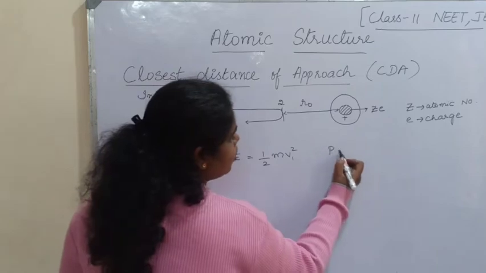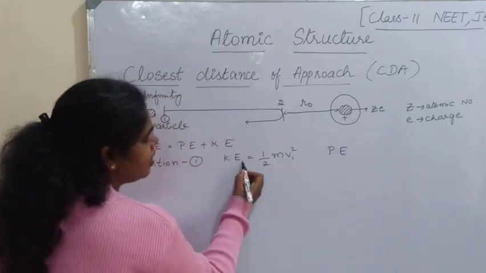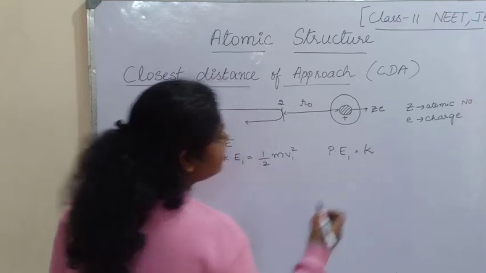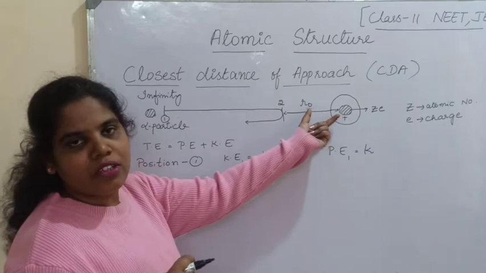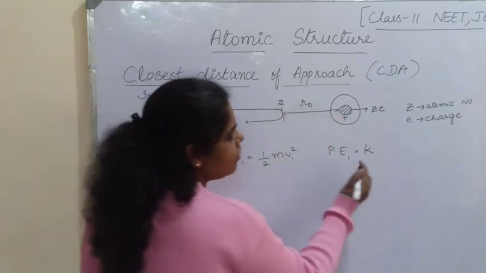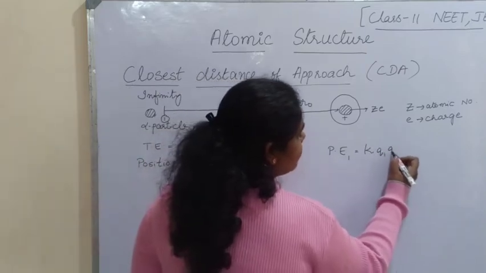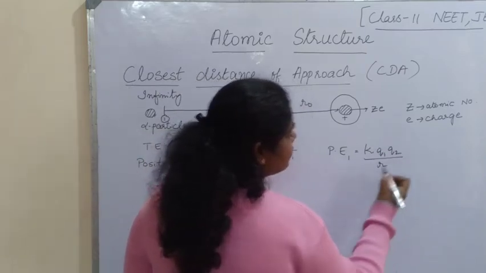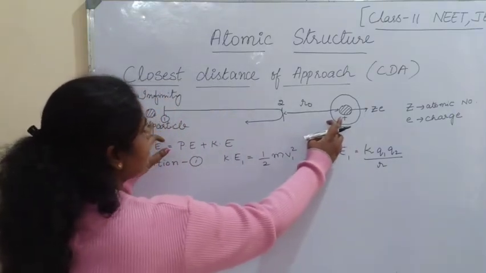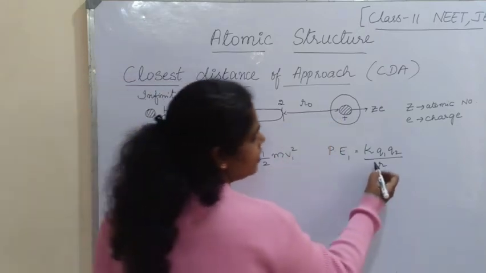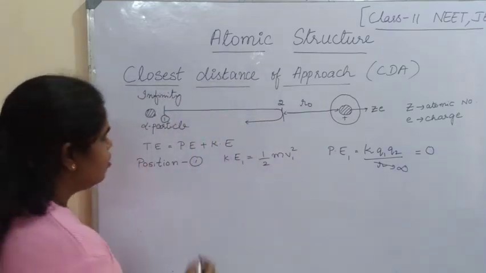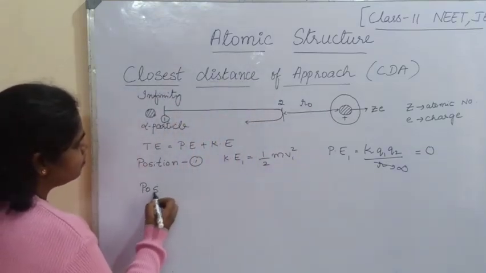The potential energy at position 1 is, you know, between two charges where there is attraction or repulsion, given by K Q1 Q2 divided by R. What is the distance here? From the alpha particle to the nucleus, the distance is infinity. So the value becomes 0. Now let us calculate at position 2.